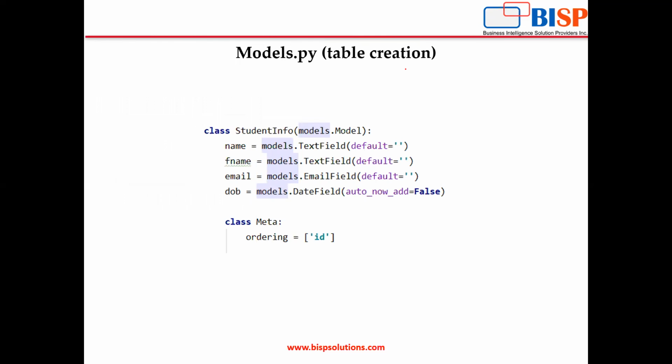Go to your application, you will see models.py, and inside that you have to define a class StudentInfo, with the name, the father's name, email, and DOB, date of birth. Then you have to write class Meta ordering. That means the ordering and the data fetching will be done by ID.